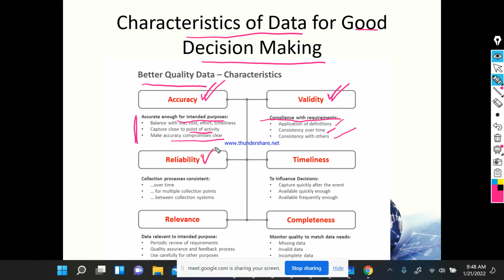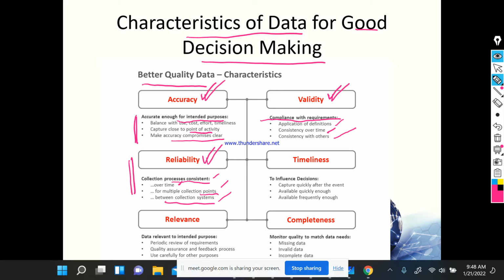The third characteristic, if we say, is reliability. Reliability: collection processes consistent over time, multiple collection points between collection systems. There are different systems data is coming from, and it's very important that data is reliable.